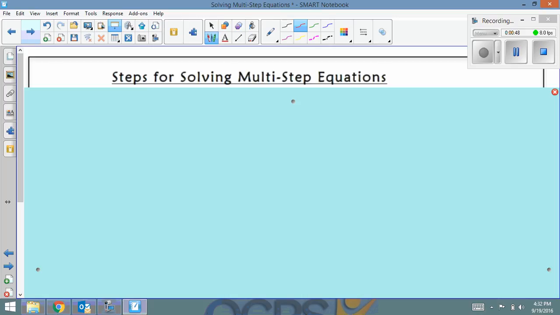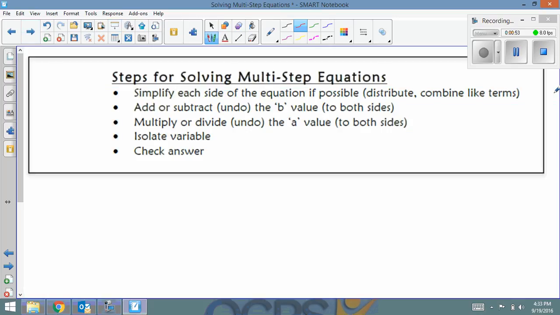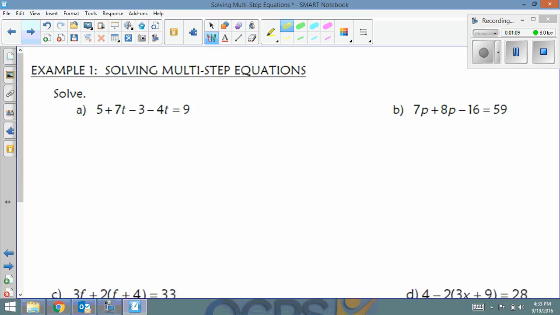So we've been talking about how to solve equations. Okay, remember, we need to simplify each side of the equation if possible. So if we can distribute and combine like terms, we want to do that first. Okay, distribute and combine like terms. Then we're going to add or subtract both sides, and then either multiply or divide. So let's take a look at some examples.